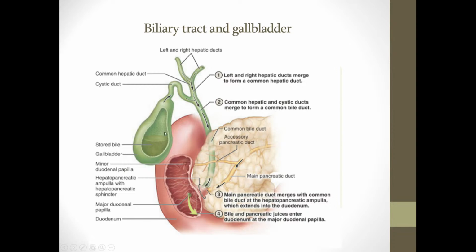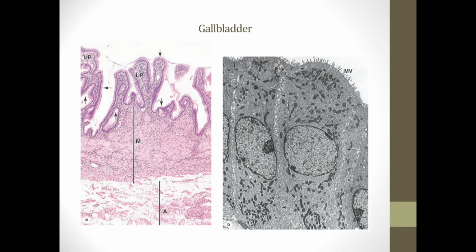So this is the gallbladder, and now I want to show the cells and the wall of the gallbladder. This is the wall of the gallbladder when the gallbladder is empty, because you can see the folds of the gallbladder wall. Then the epithelial lining: these cells are simple columnar epithelial cells, low columnar epithelial cells. Lamina propria.